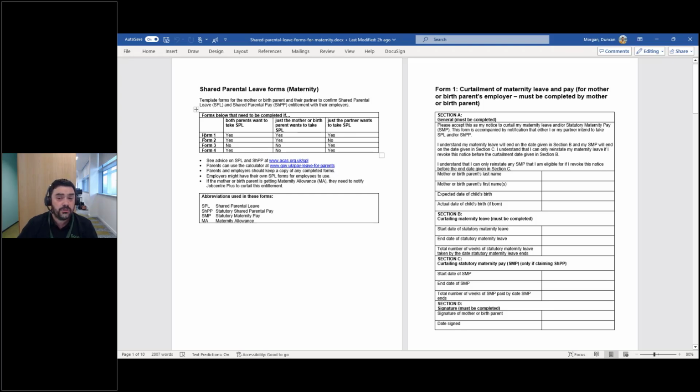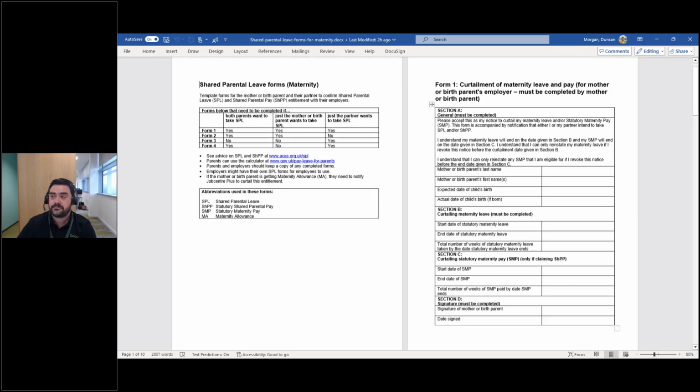So 4 forms in total. You'd need to look at the scenario, whether both parents are taking it, just the mother or birth parent wants to take it, or just the partner wants to take it, and then the employee would go ahead and complete the information on the form. So it's essentially giving details of when the maternity or adoption leave was taken, and what will be remaining in the entitlement to both leave and pay.